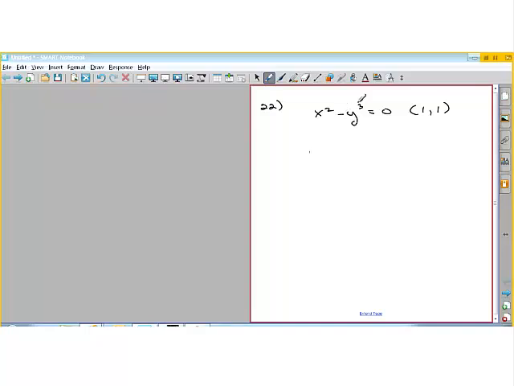So we do implicit differentiation. You get 2x minus 3y squared y prime is equal to 0. Let's do this normally, and then multiply by y prime. So y prime is going to be equal to negative 2x divided by negative 3y squared. So this becomes negative when we move it from here over there, and then when we divide by that, we get 2x over 3y squared.